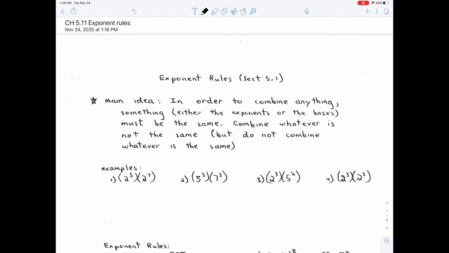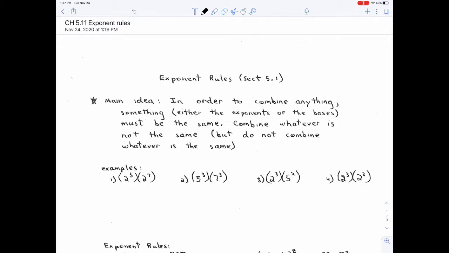Okay, the first thing I want to mention about the exponent rules is the most important thing to know is not the exponent rules. I'm not saying they're not important. Of course they are. But quite frankly, what the most important thing you need to know is not the rules themselves, even though you need to know them. It's this idea right in front of you here that in order to combine anything, something, either the exponents or the bases. Now, let me just mention something real quick.